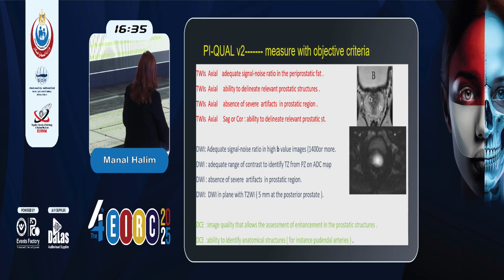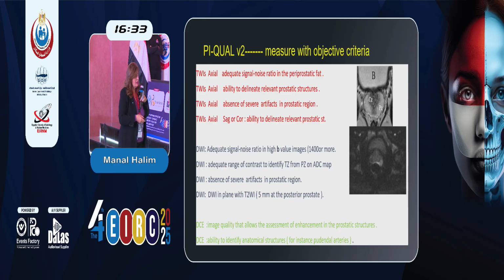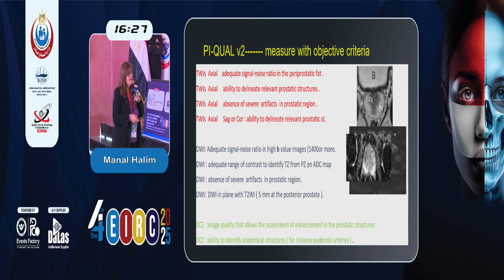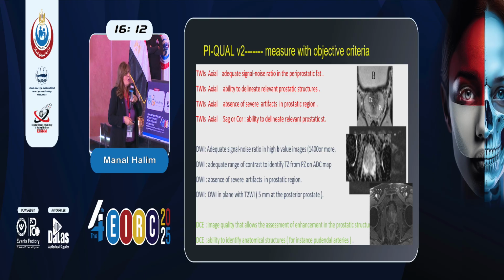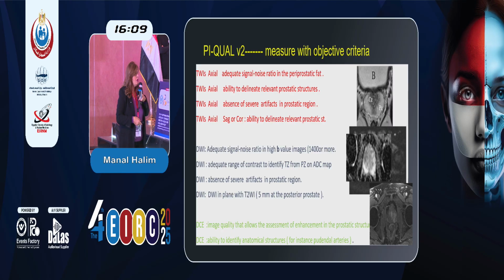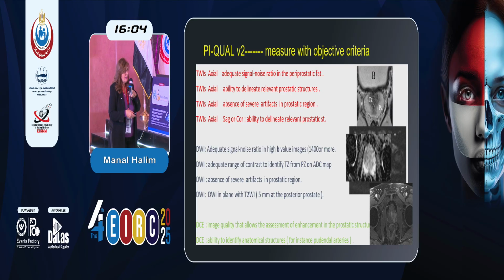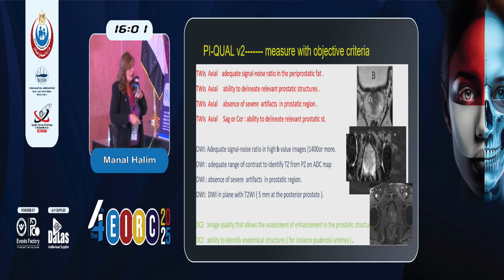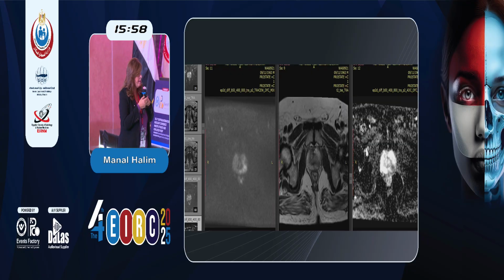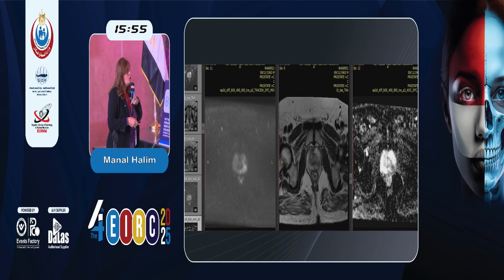In the diffusion weighted images, signal to noise ratio at the B values is good, and in the ADC, the transitional zone can be identified from the peripheral zone on the ADC map, and there is absence of artifacts, and the diffusion weighted images are in plane with the T2 weighted images. This is a good quality one. And for the DCE, dynamic contrast enhancement, image quality allows assessment of the different prostatic structures, and you can also identify the anatomical structures, for instance, the pudendal arteries. So such an exam is good quality, so a good interpretation of the prostate MRI. That's all we want to see in a good exam for the prostate.